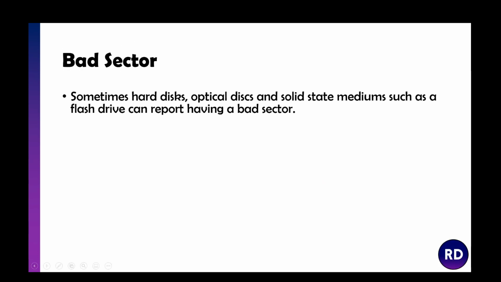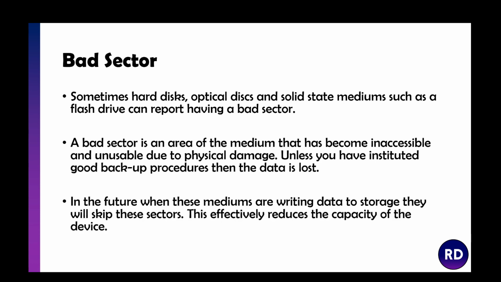So these things here are what are called tracks, and these are sectors, and we'll talk about those in a second. So what you can get in hard drives is things called a bad sector. Now sometimes hard disks, optical disks and solid state mediums can report having a bad sector. Now this is where there's some physical damage on one of the chips, in an SSD's case, or on one of the sectors. So unless you've already backed everything up, you're going to lose that data. Now in the future, what they'll do is they'll see the sector, say, right, this is a bad sector, can't use that, and it will skip it, which means you can't use part of your hard drive, so you're actually losing capacity.